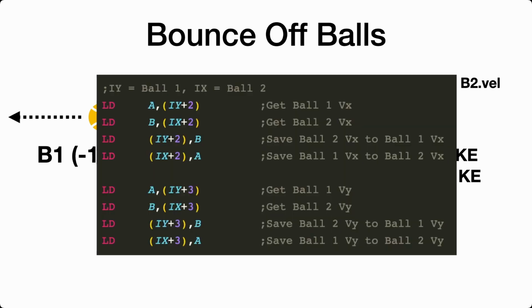And this is the code that does it. I get the ball 1 velocity x and ball 2 velocity x in A and B, and then just save it back to the opposite ball velocity for the x. And I do the same thing for the y. And that simple ball collision, it's really not that difficult.